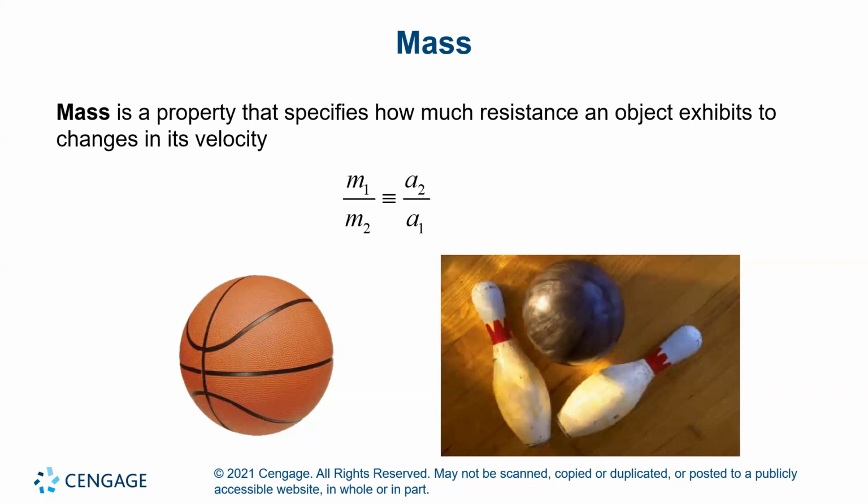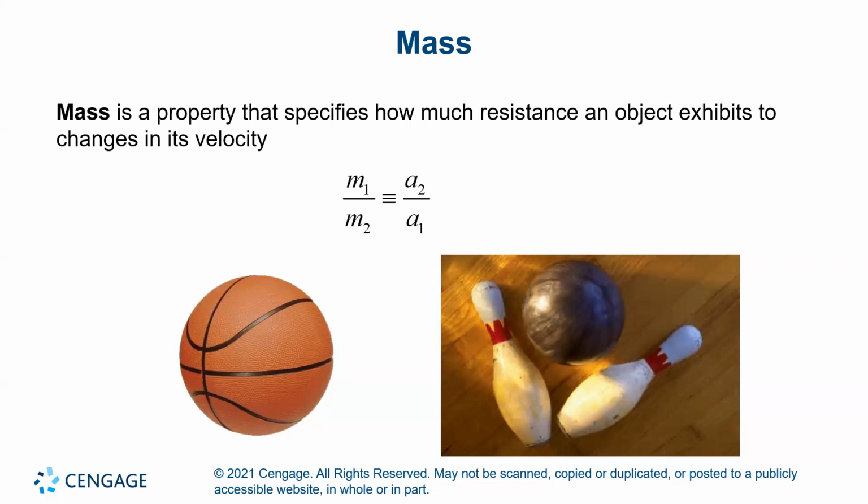Well, the answer, of course, is the bowling ball. And that is because the bowling ball has more mass. So it takes more force to throw it and more force to stop it if you are trying to catch it compared to the basketball. In physics language, you say that the bowling ball is more resistant to changes in velocity than the basketball.